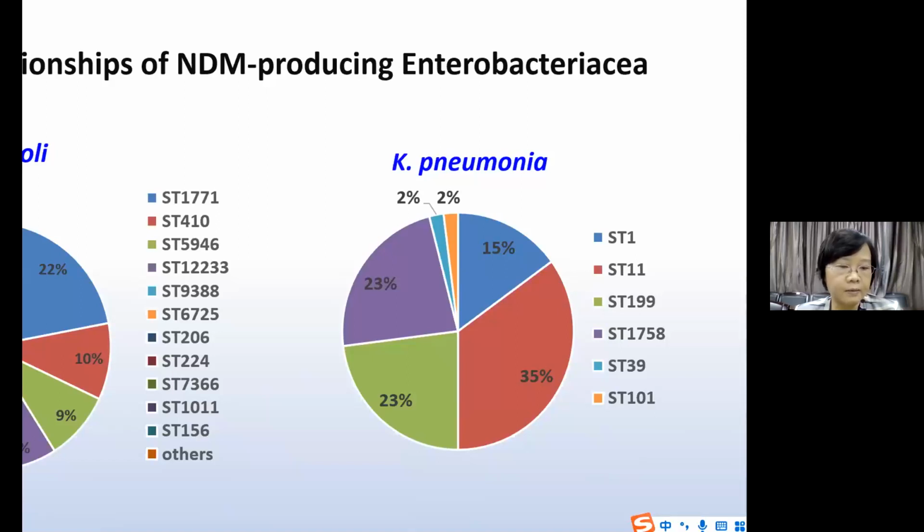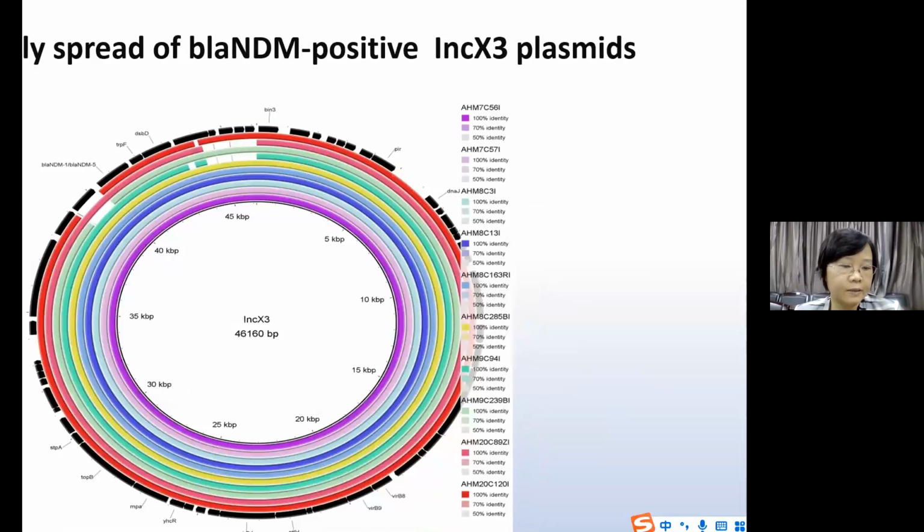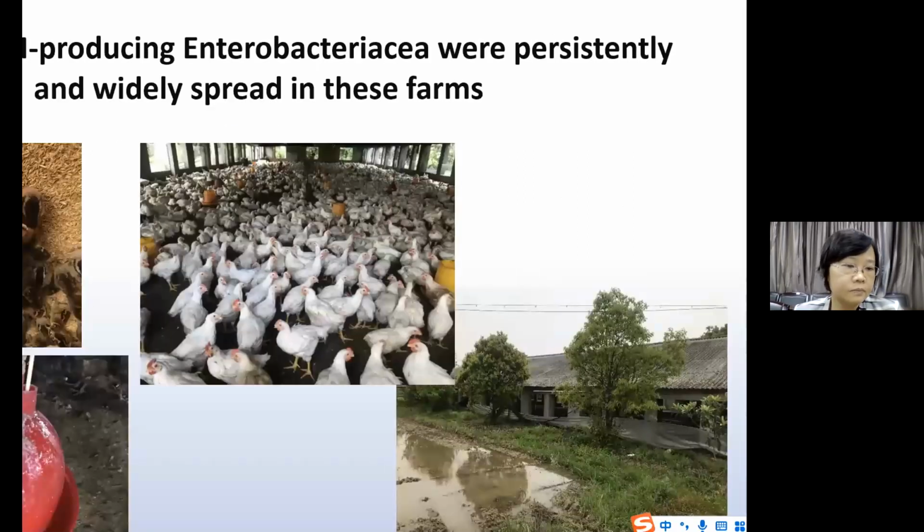If you look at the same chicken group, you see these are common, but the same clone does not persist in the same coop over a long time. But if there are positive bacteria in different chicken coops, you see this happens in 2 farms. This happens in the feces of chicken as well as the environment. And IncX3 is the major plasmid that is the carrier.